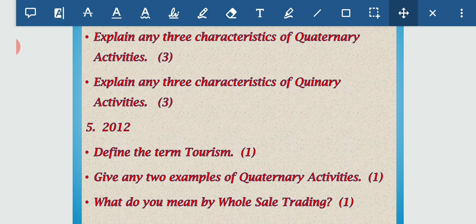What do you mean by the term wholesale trading? Now, what is wholesale trading? The wholesale trading means where there is a bulk business through numerous intermediate merchants and supply houses, but there is no direct connectivity with the consumers. That is wholesale trading.